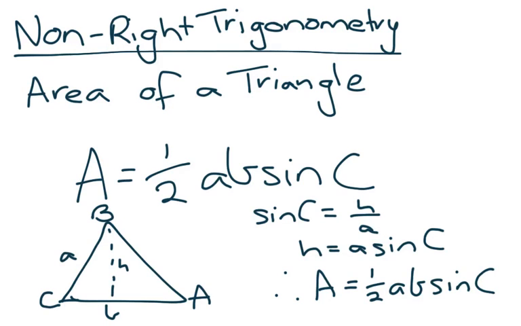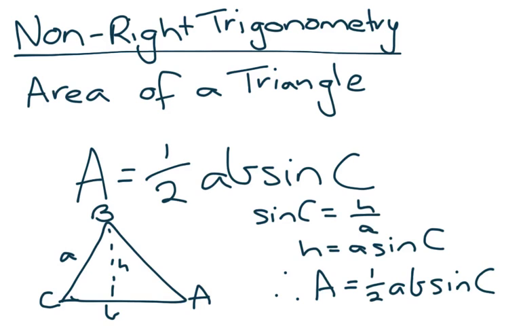So for this video, it's looking at non-right angled trigonometry, and specifically, we're going to look at two different ways that you can find the area of a triangle. We'll go into cosine and sine rule in another video. But to start with, there's this one formula which involves sine.